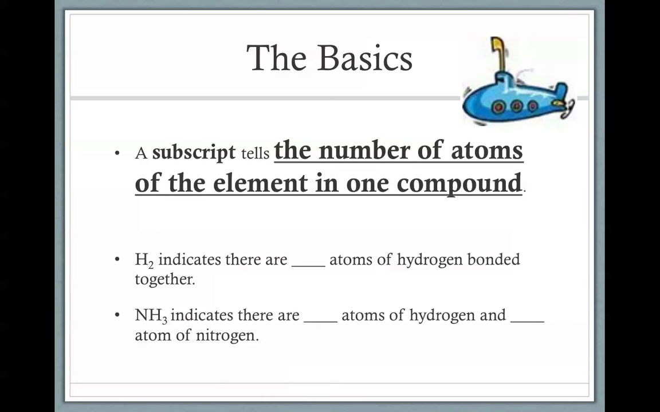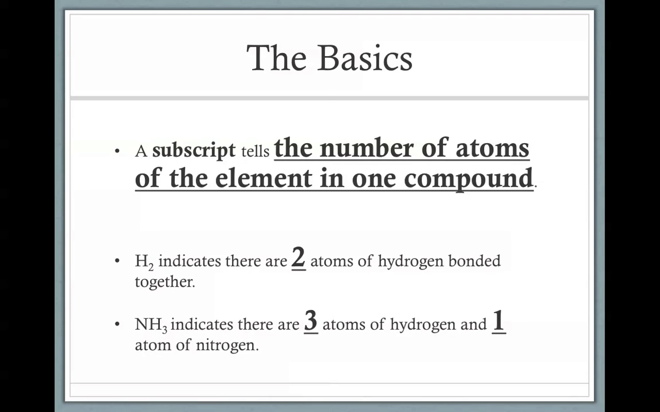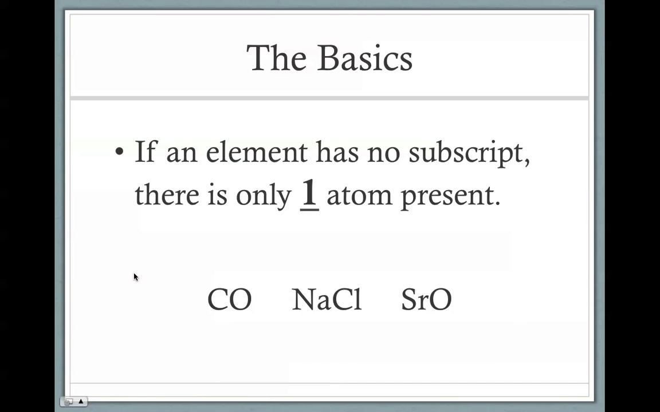A subscript tells the amount of atoms of the element in one compound. So H2, that's my formula, indicates there are going to be 2 atoms of hydrogen bonded together. For NH3, there are 3 atoms of hydrogen and 1 atom of nitrogen. So again, I'm looking at just one molecule of each of those in order to get it. Now, if an element has no subscript, there's only 1 atom present. So in all of these formulas, we only have 1 carbon or 1 oxygen in our carbon monoxide. In our sodium chloride, I have 1 sodium, 1 chlorine, and so on.